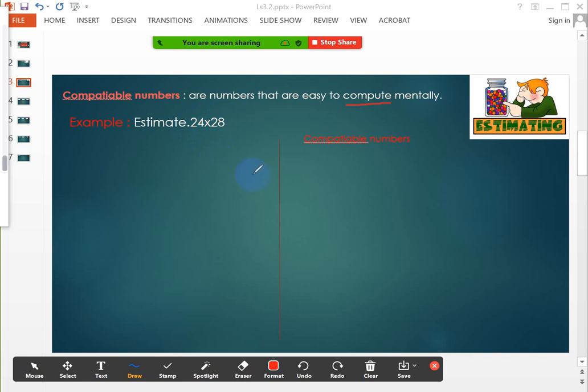Girls, please stop talking to each other on the chat and focus on the slide, please. Focus on the example.